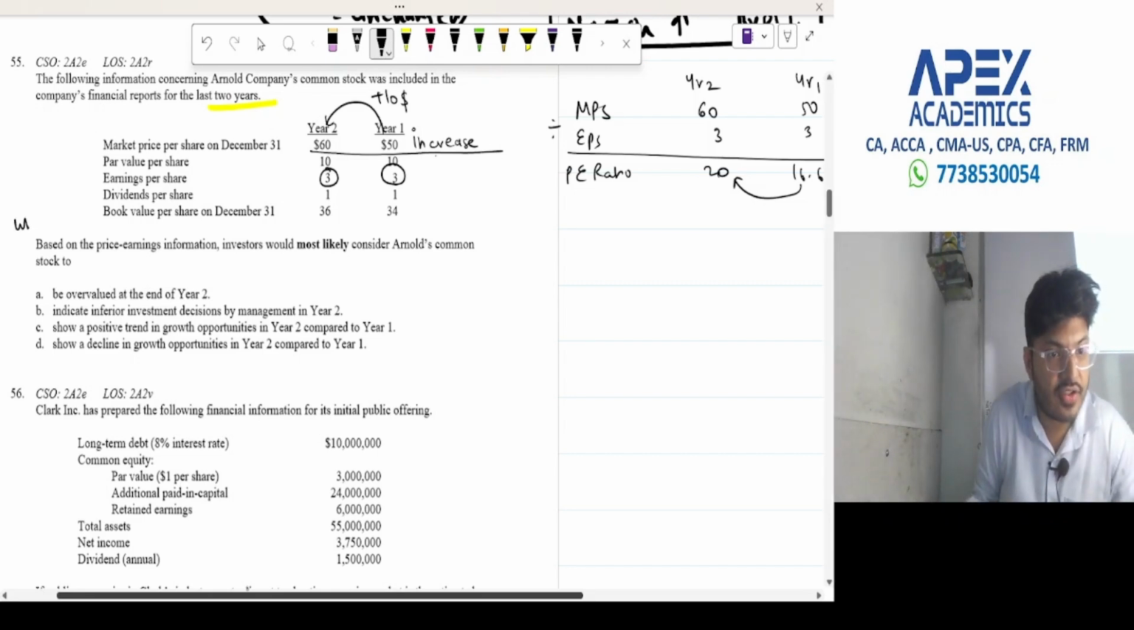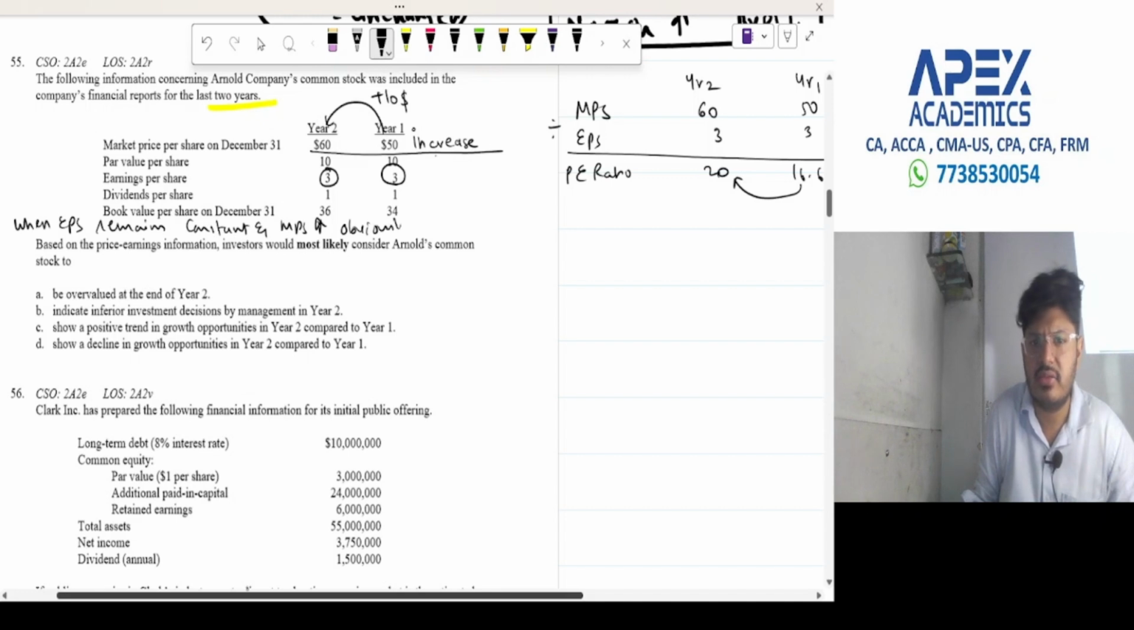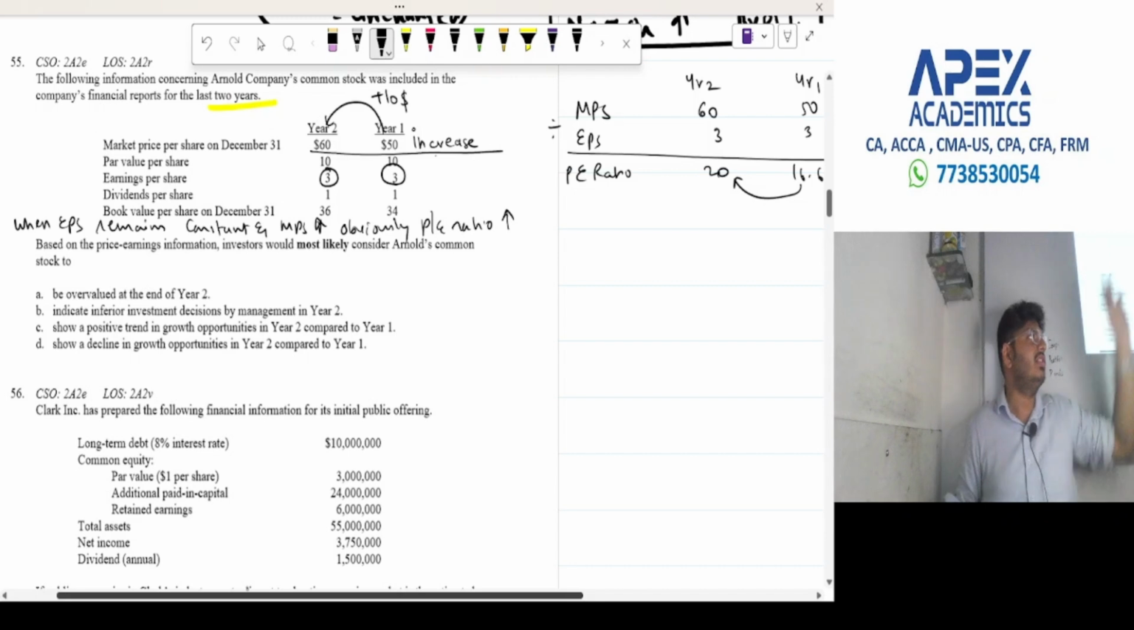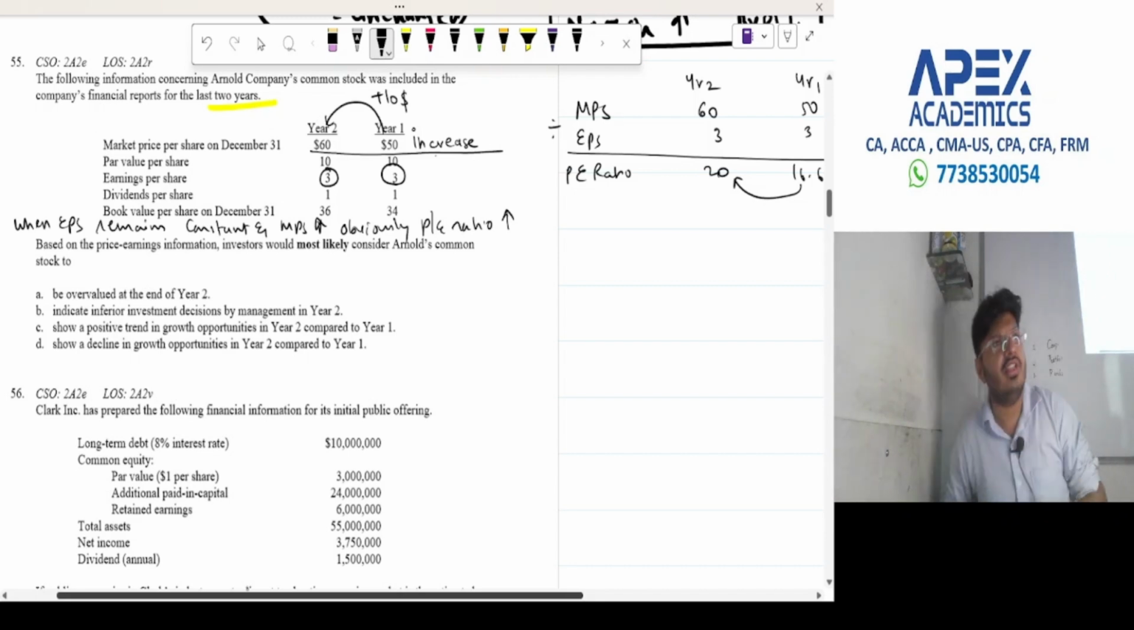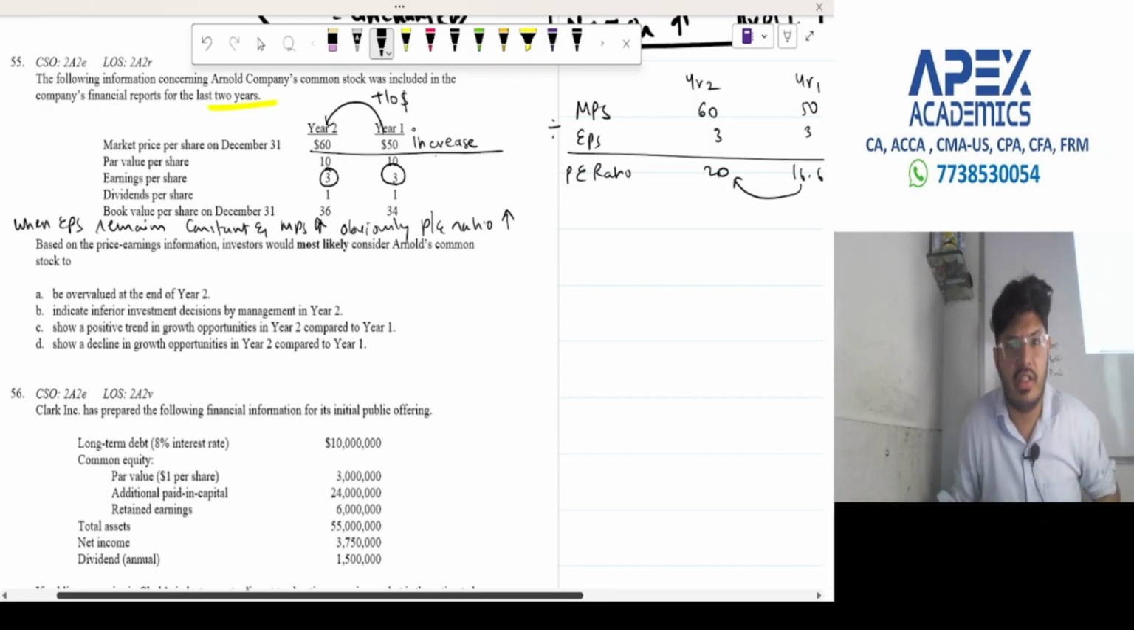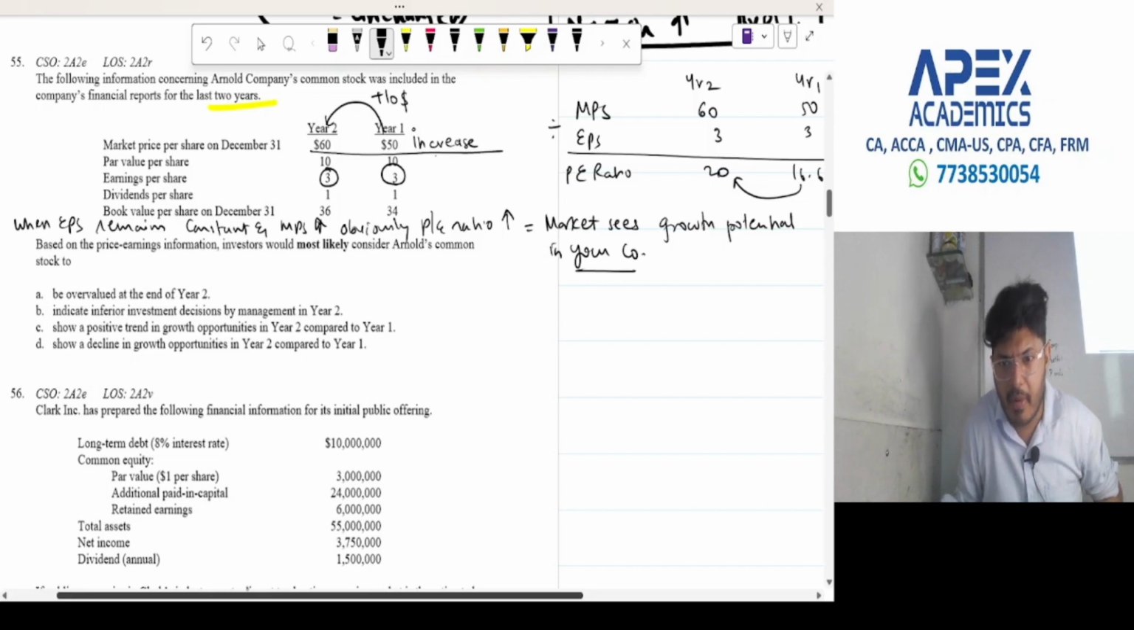My dear friends, when EPS remains constant and MPS increases, obviously the PE ratio has increased. Yes or no? Please tell me that. Why has the PE ratio increased? What is the meaning of this? It means the market sees growth potential in your company.